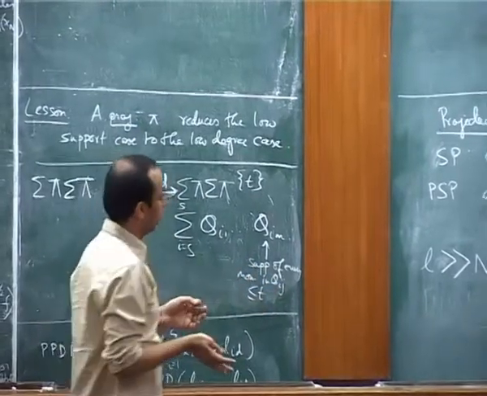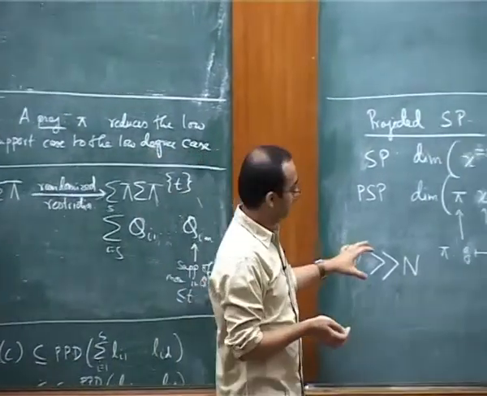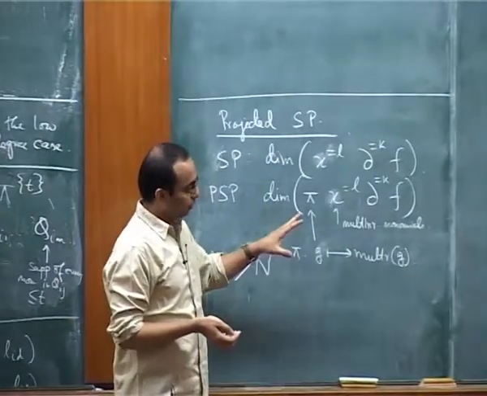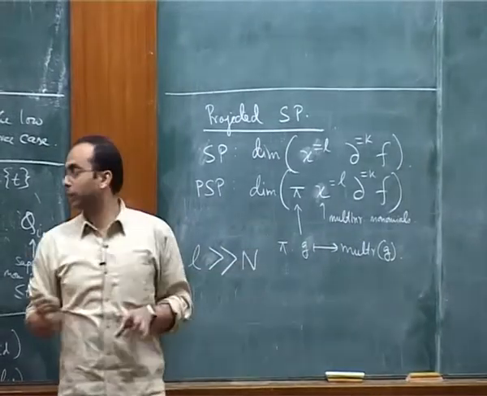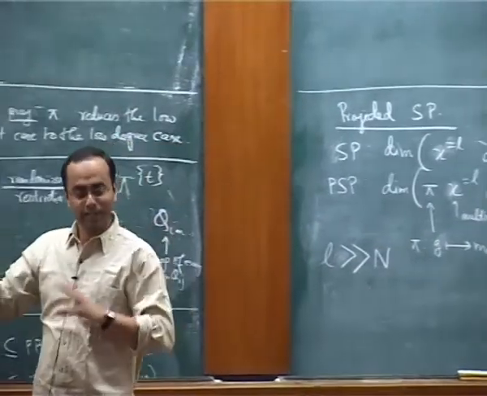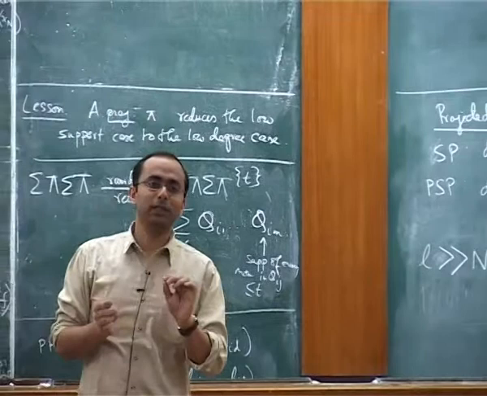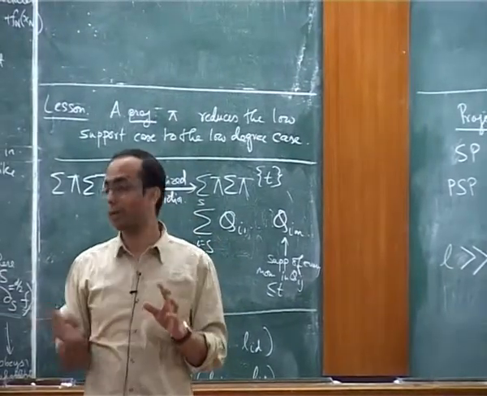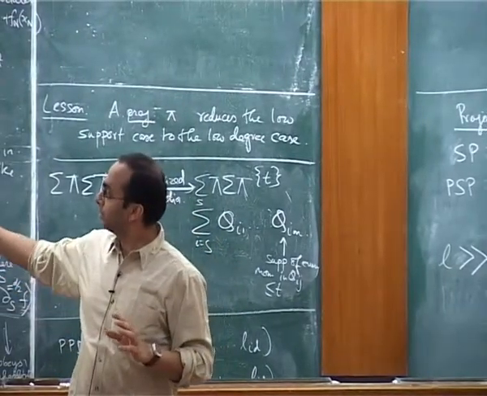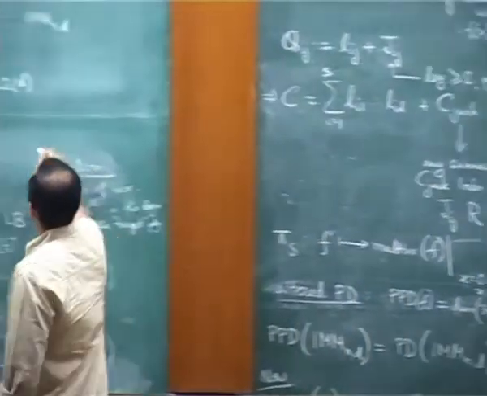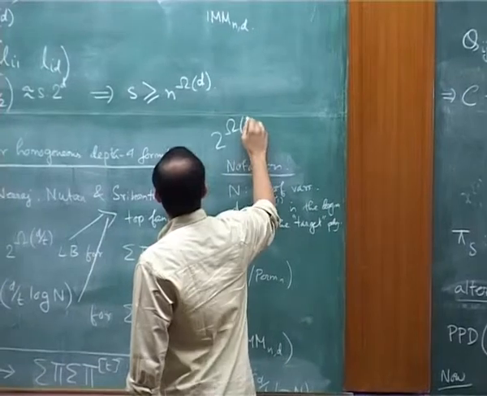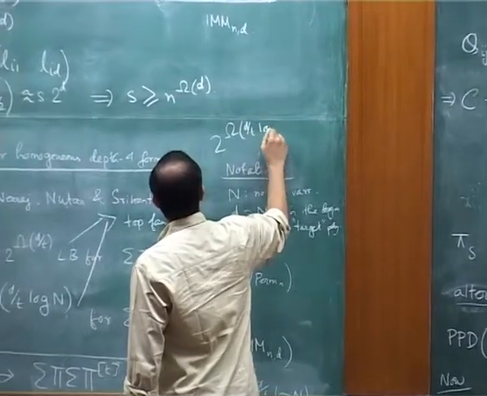But it turns out that, at least, I don't understand it, if you just count the leading monomial, it doesn't give you as strong a bound. It gives something. It gives just a quasi-poly lower bound for homogeneous depth-4 formula. But it doesn't give this kind of lower bound, which we are shooting for.